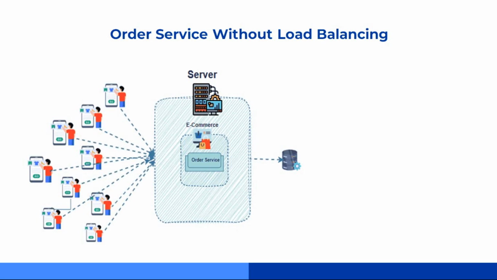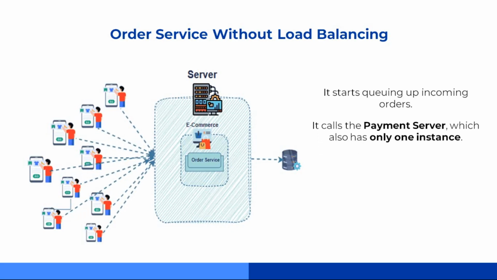Now have a look at the picture. The store is running a flash sale. Thousands of customers are trying to buy at the exact same moment. From the customer side, it looks the same. But inside, chaos. All requests hit that same single instance of the order service. It queues requests, tries to keep up, calls the single payment server until the order service becomes a bottleneck. The server slows down, drops requests, and eventually crashes. Customers see timeouts, failed payments, and error messages.